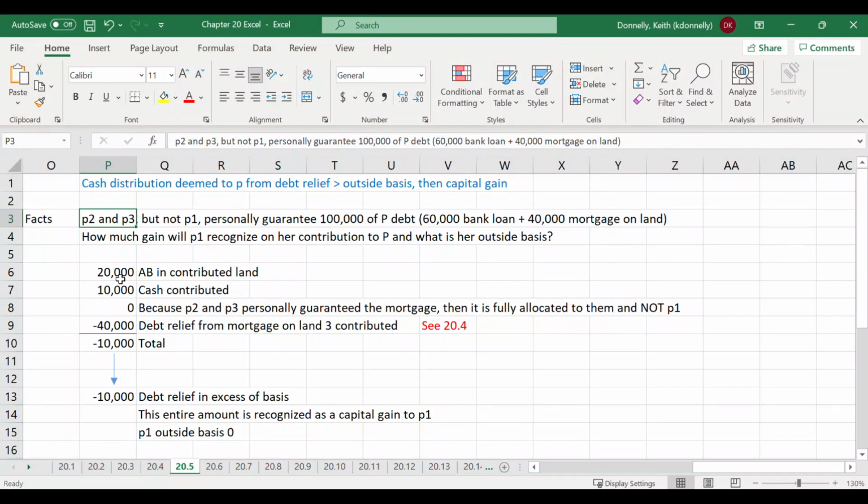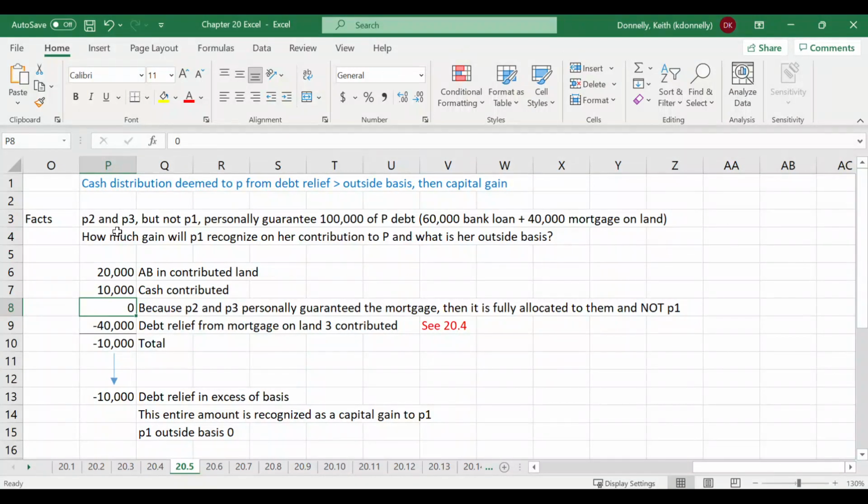So two partners guarantee $100,000 of debt on the business. How much will the third partner who doesn't guarantee this debt recognize on our contribution to the partnership, and what's the outside basis? So this is drawing from some of the facts before, but modifying a little bit. So let's just say partner one gives land, cash.